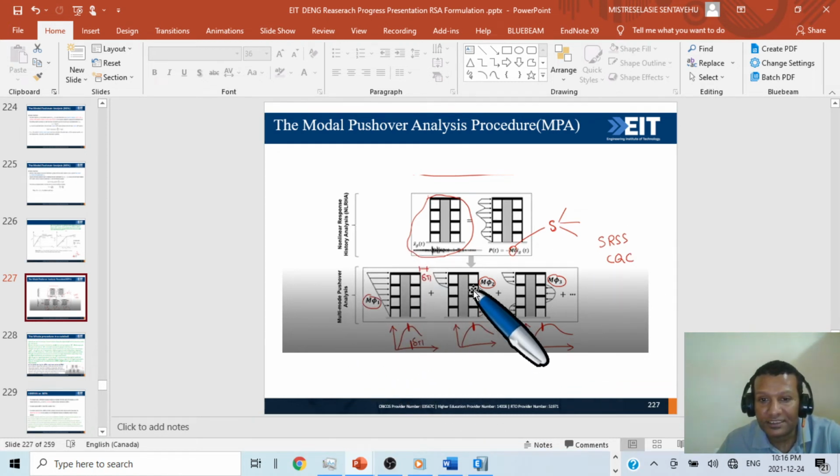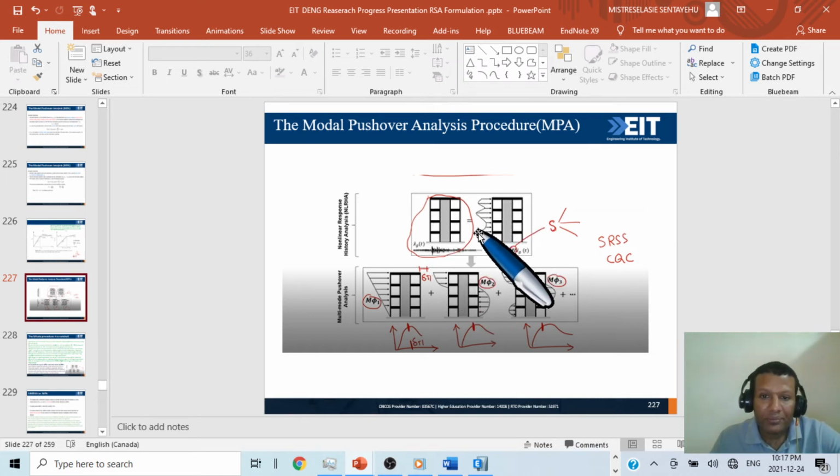Again for the second and then the third mode, that's all. Then SRSS or CQC the results. If we are doing it like this, then this is modal pushover analysis. In nonlinear response history analysis, we directly apply the ground motion, which we discussed already.